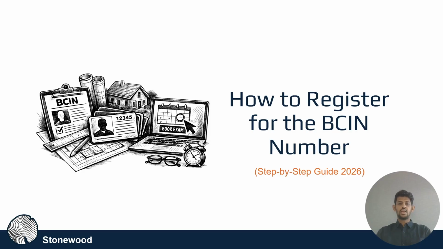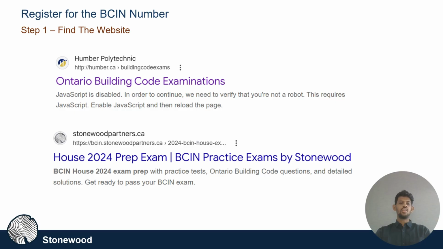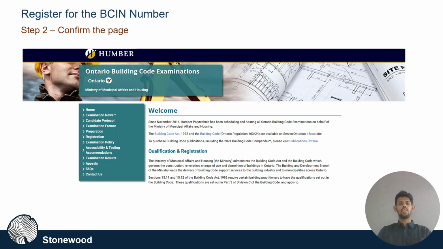So let's start with step 1. Find the website. You can see here, that's my website. It's a really good platform, I know that, but you can't book the exam over there. We'll go to Humber's platform. All right, so we'll go to this website and let's see how it's going to look.